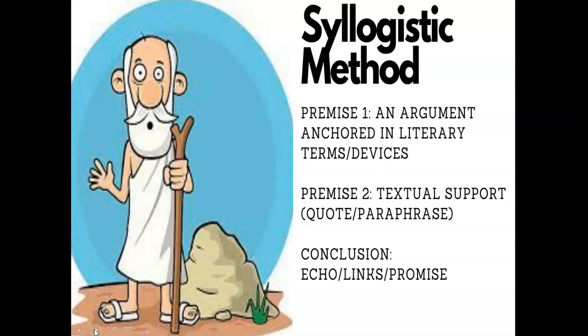The second premise is going to be their textual support. I like to see a good teeter-totter balance between quoting and paraphrasing. And the conclusion of the syllogistic body paragraph is where we're going to echo back to the lady and the fly, links back to the thesis, the prompt. And I always tell my students the first premise is a promise, so it's the handshake back.